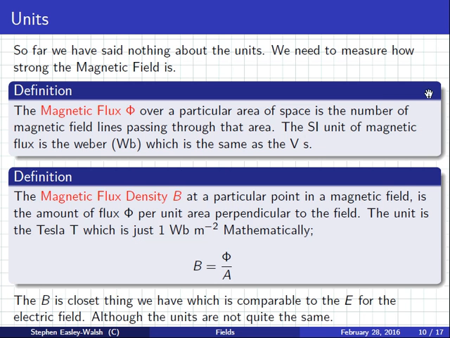You use D for density, but we can't because we've already used it for mechanics density. So B for the flux density. Again, the B is the thing which we have that is like the E for an electric field. A bigger B means a stronger magnet.